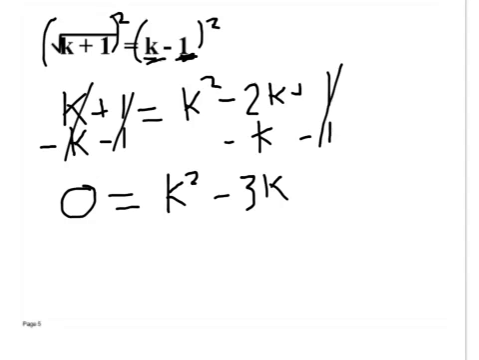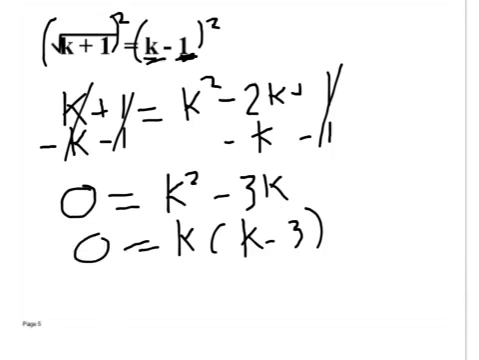But we wanted 0, right? What do I do to solve this? Can I factor something out? K. What's left? K minus 3. So I will solve each of these separately: k equals 0 and k minus 3 equals 0.